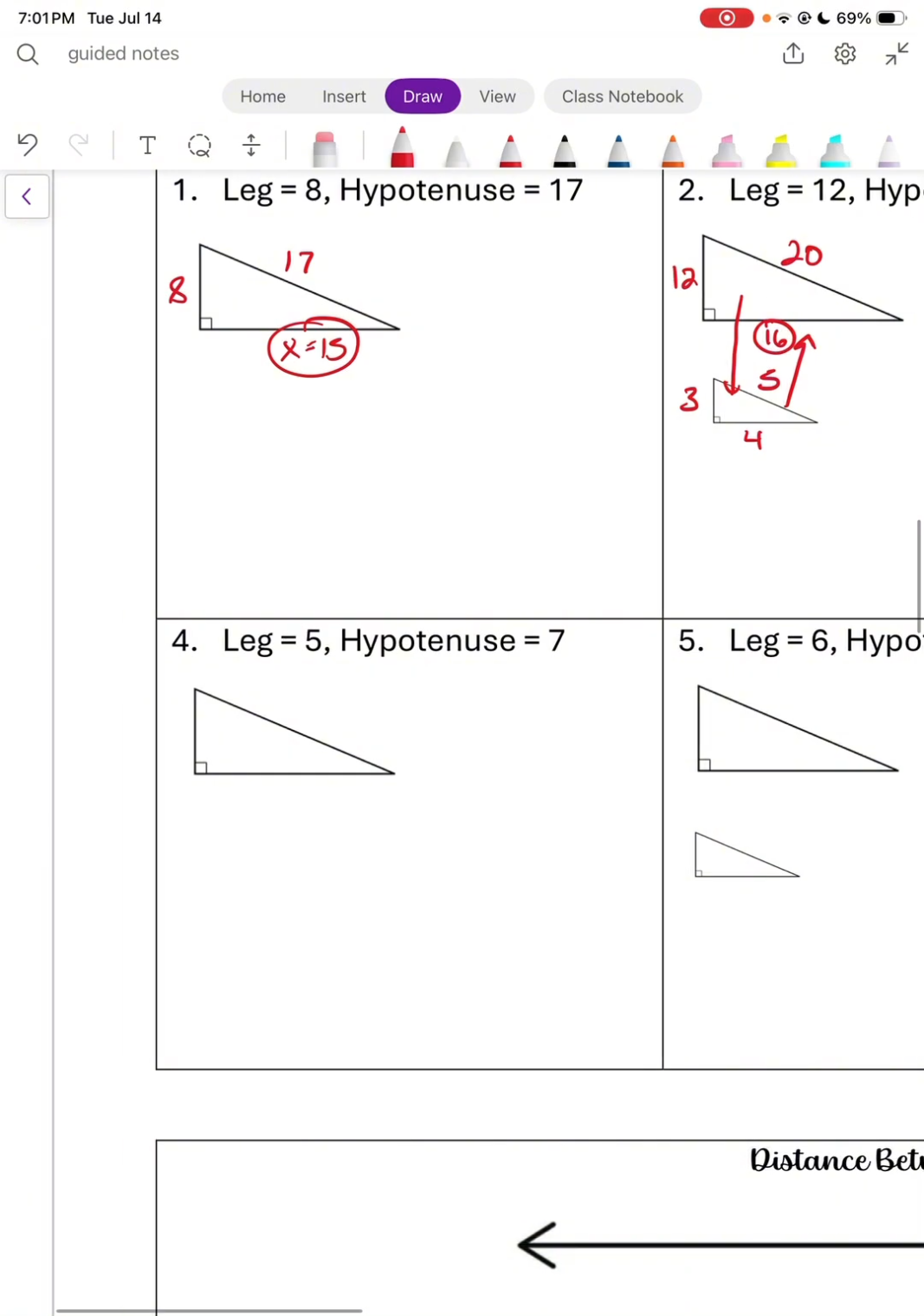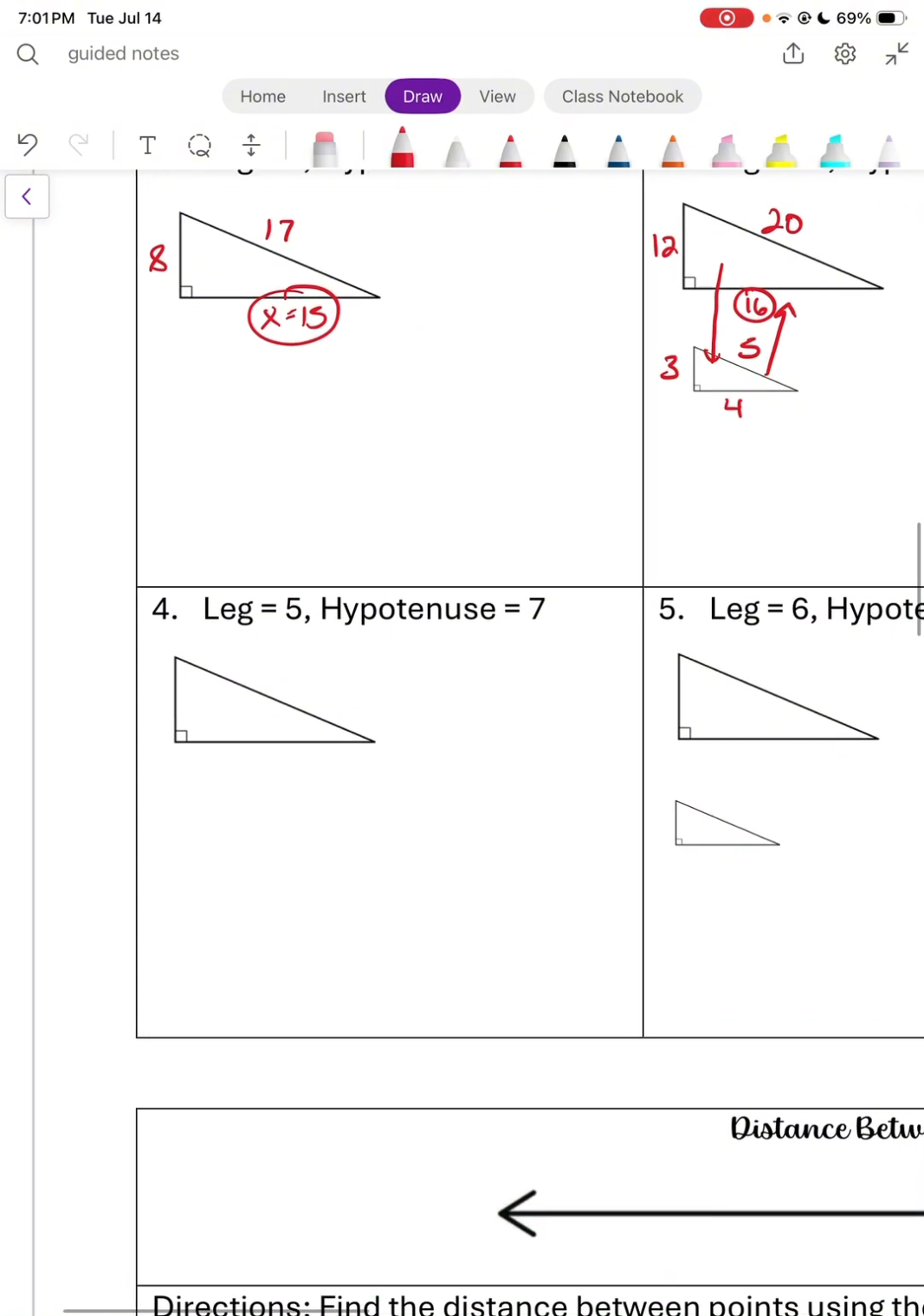Now, on these next few, we'll actually have to use the Pythagorean theorem. And again, reminder, if the leg is 5 and the hypotenuse is 7, leg squared plus leg squared is equal to hypotenuse squared. So what's different about these problems is you've got a hypotenuse and a leg and the other leg missing. 5 times 5 is 25. 7 times 7 is 49.